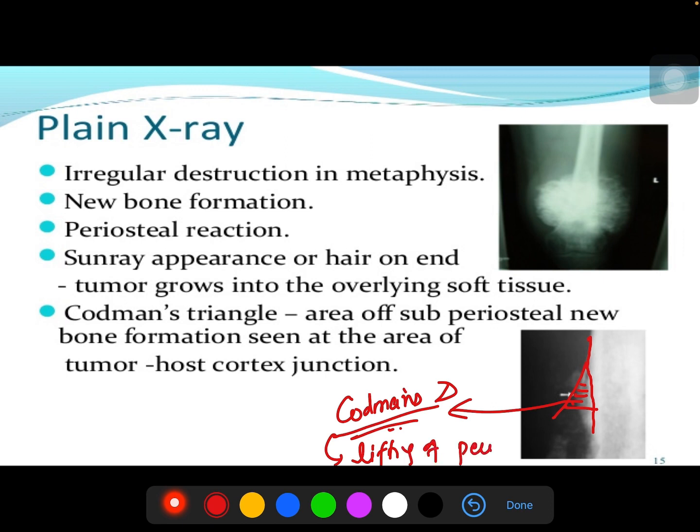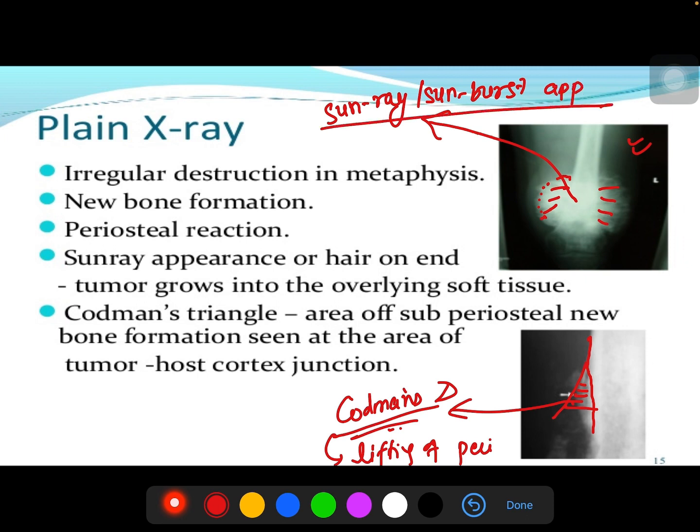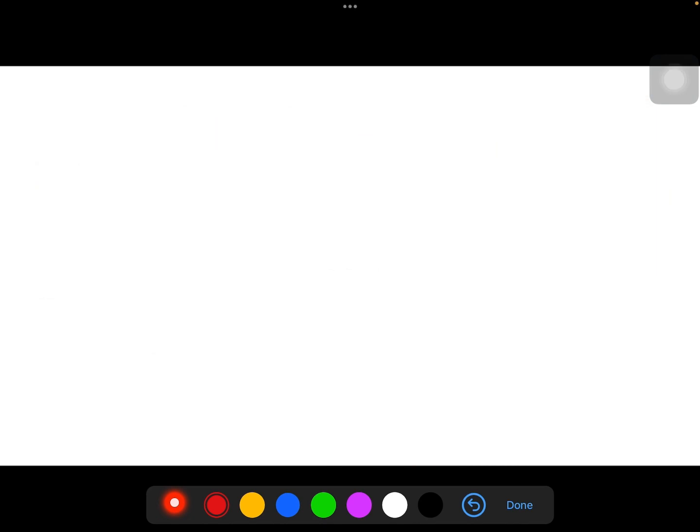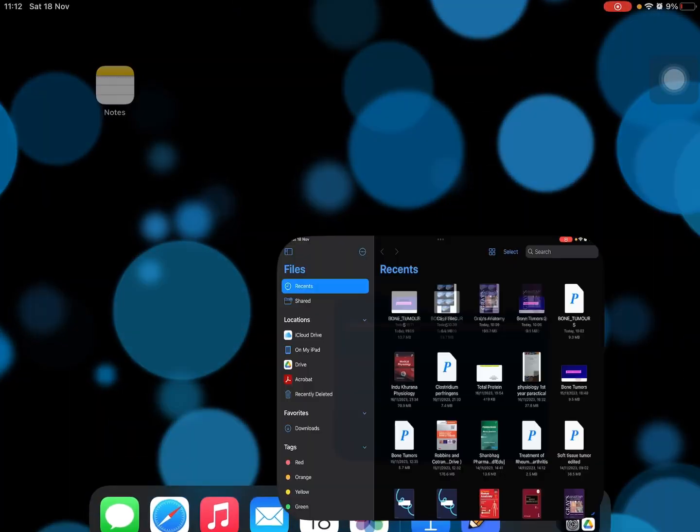Okay, similarly, if you look at the upper drawing carefully, you will find that some type of ray-like structure is coming out of the bone, right? For example, if you consider a sun here, some ray-like appearance is coming out of the bone. This ray-type appearance that is coming out of the bone is what we call the sun ray or the sunburst appearance.